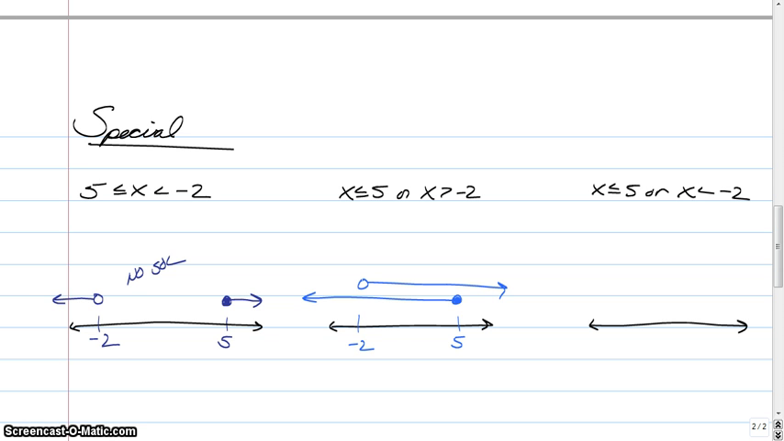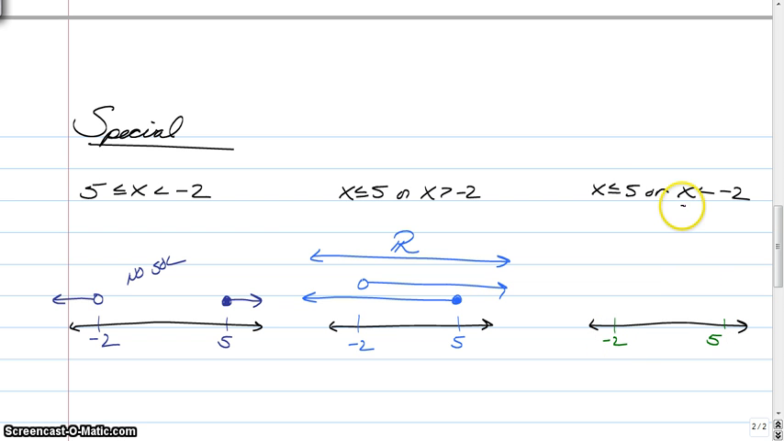Does -10 work? Yeah, -10 is less than or equal to 5. Does 12 work? Yes, it does. It's greater than -2. Does 0 work? Yes, it's actually greater than -2 and less than 5. So any example works. So we just put a line above and just say all real numbers. And our last example is going to cover what would we do if we have two arrows pointing in the same direction.